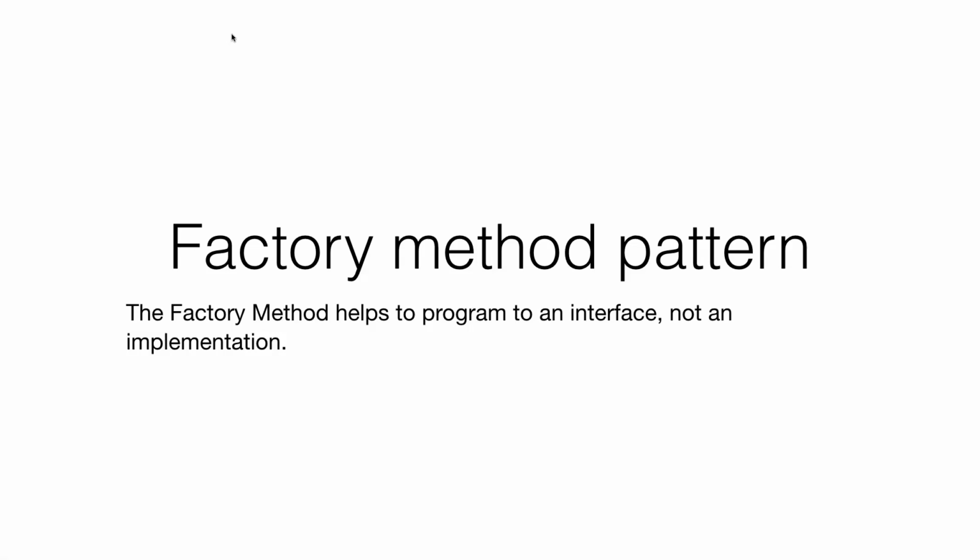Factory method helps to program to an interface, not an implementation. And why it's important to program to an interface is because when you program to an interface, it's very easy to change the implementation afterwards. When you just inject the interface, you can very easily swap and use another implementation.